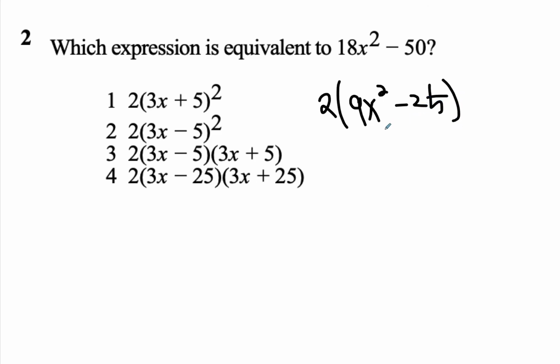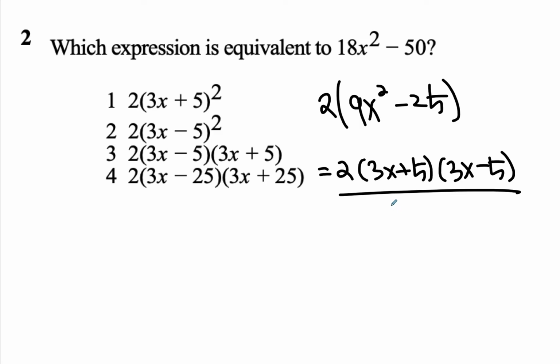Then you can recognize that these two terms, 9x² and 25, must be perfect squares. So therefore, we can do the difference of squares. So we get 3x plus 5 and then 3x minus 5. So therefore, this becomes our completed factoring, which is choice 3.